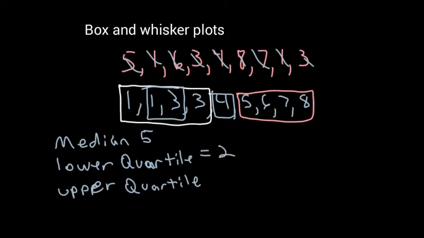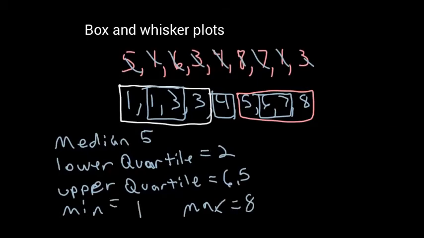And then do the same thing for my upper quartile. So my two middle numbers there are 6 and 7. So halfway between 6 and 7 would be 6.5. So that is the box part of my box and whisker plot. And then to find the last two things I need, my min and my max. So my minimum number is 1 and my maximum is 8.